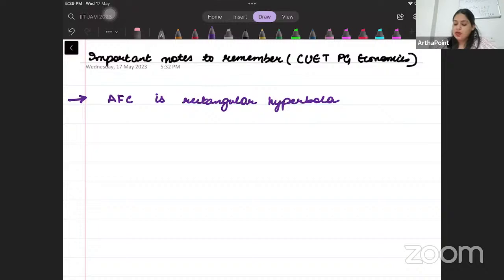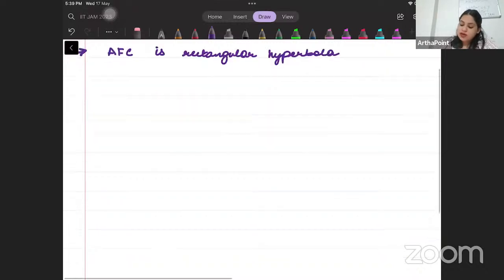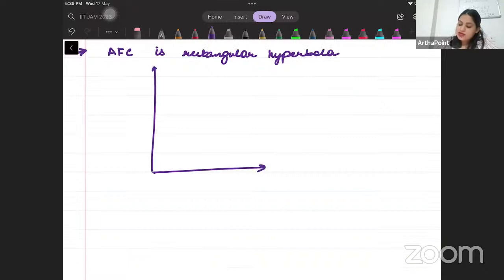बहुत important होंगे. So first of all, the first pointer beta is very simple, that the average fixed cost, it is rectangular hyperbola, as we know. So this is my AFC, this is my quantity, and this is a rectangular hyperbola.